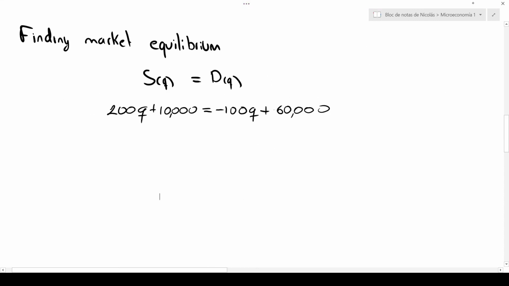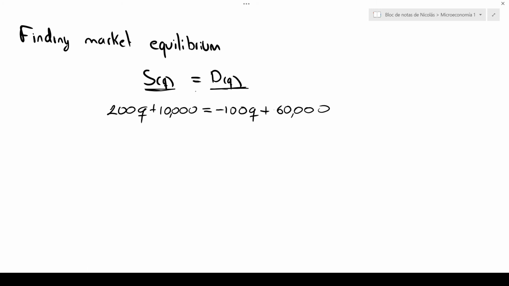So after finding the supply and the demand equation, we're going to be searching for the market equilibrium. The market equilibrium is that point at which both the supply and the demand are the same. And so we know that we can replace this for the equation we found and this for the other equation we found, the demand and supply equations. And we're going to be searching for that quantity of equilibrium.